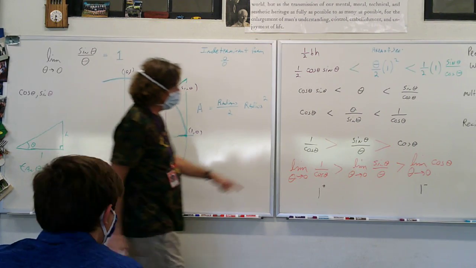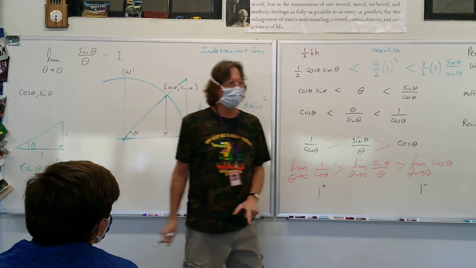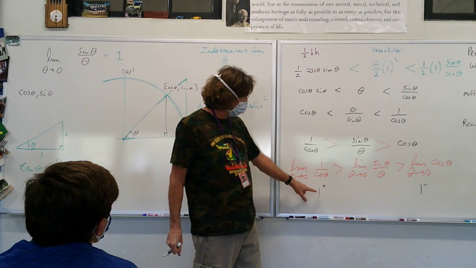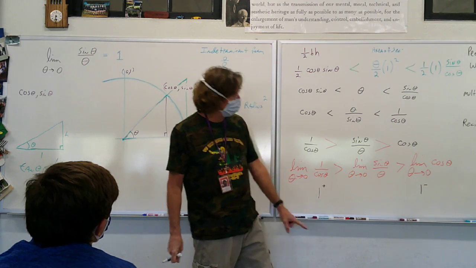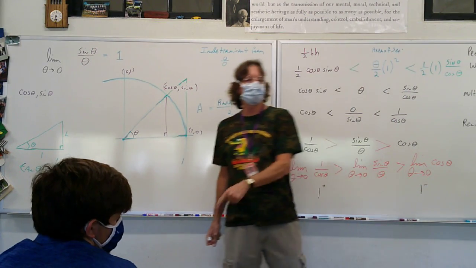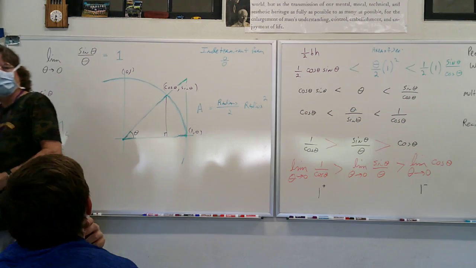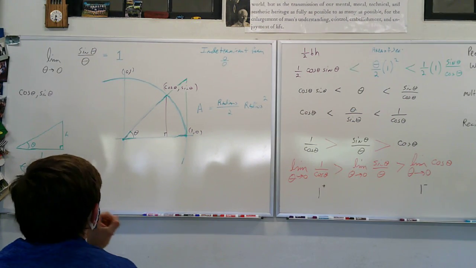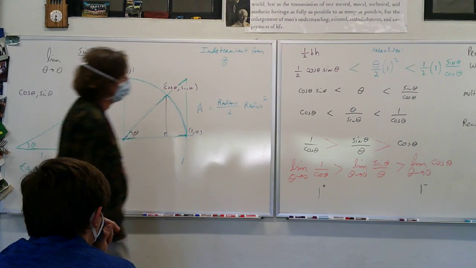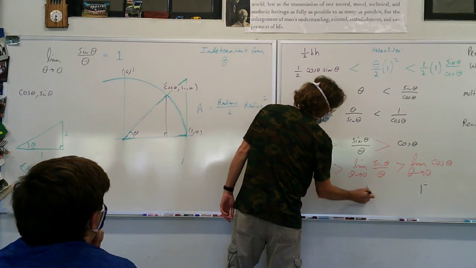What does the value of this part stuck in the middle have to equal if this one's getting closer to 1 from numbers bigger than 1, and this one's getting closer to 1 with numbers smaller than 1? What must be the value in the middle? 1.